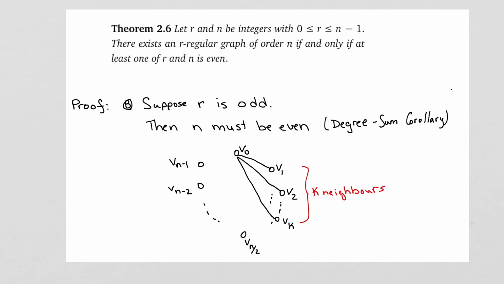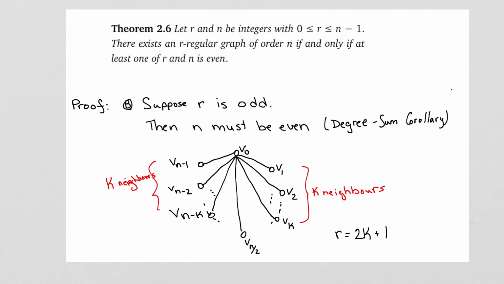And then I'm also going to go counterclockwise, n minus 1, n minus 2, until I hit n minus k, so V sub n minus k. So I have another k neighbors here. And then I add one more edge to V sub n over 2. So that's one more. So in this setup, my value r, r is odd.